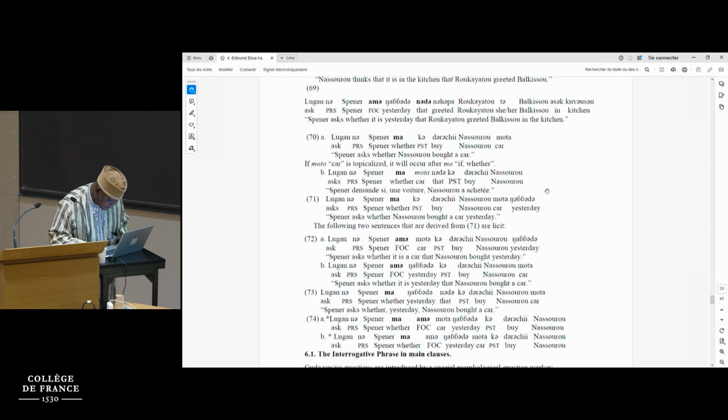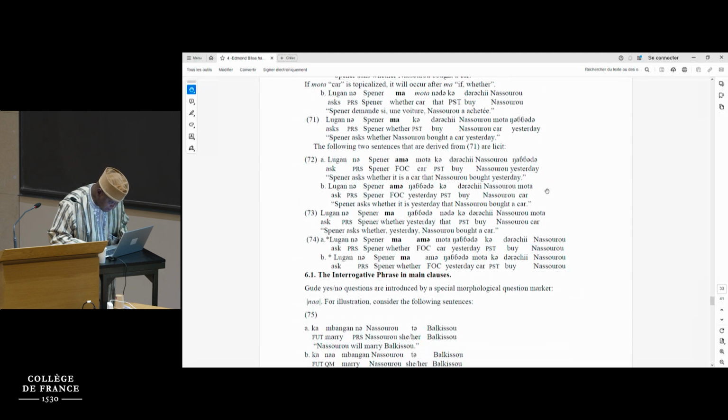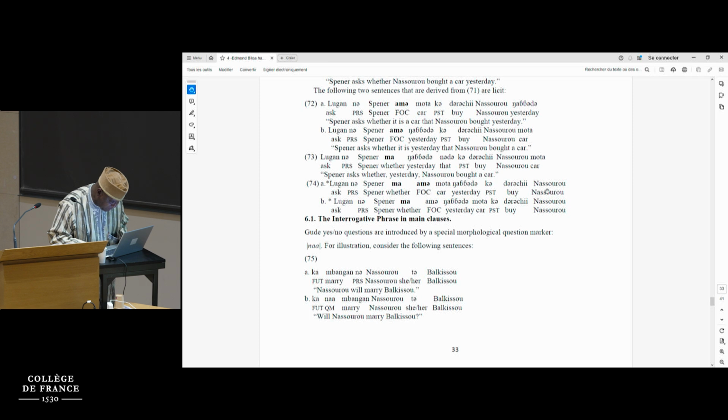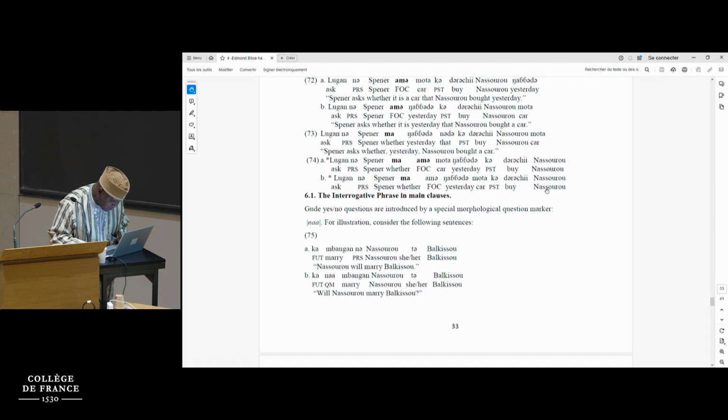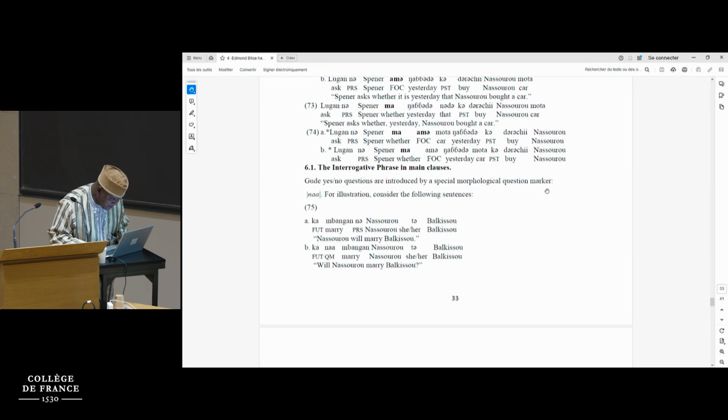Now let's talk about the interrogative phrase in main clauses. If you look at 75, Nasuru will marry Balkisu. You see that once again the tense marker and the verb precede the grammatical subject. But now the question, will Nasuru marry Balkisu? What we have there is the tense marker, ka, followed by a question marker, na, and the question marker na is followed by the verb.